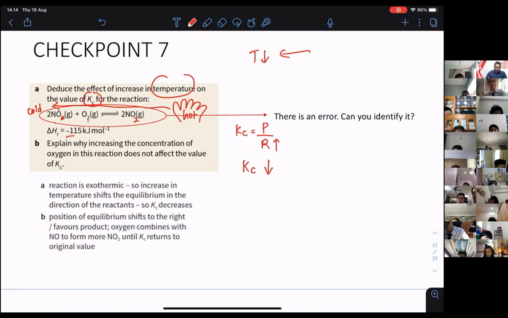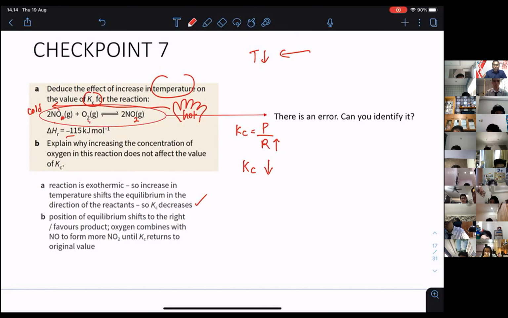Okay, you can see the Kc is decreasing. So I'll just teach you how to get it done very fast. Explain why increasing the concentration of oxygen does not affect the value of Kc. Rather than saying that Kc is only affected by temperature, you need to explain properly. Why concentration? So when you increase the concentration of oxygen, what happens?